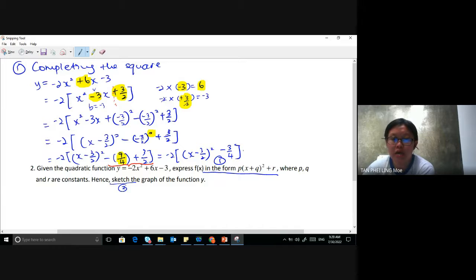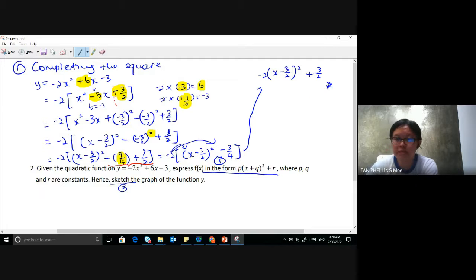Okay. Then now, moving up here, I expand my negative 2 into both of these terms. So become negative 2 x minus 3 over 2 whole thing square. This one become plus. Calculator, negative 2 times negative 3 over 4. You should get positive 3 over 2, right? So then with that, you expand it in this form. So you have answered the first part. Okay. So now you confirm and see p is there, yes. x plus q is there, plus r is there. So confirm the first part is done.